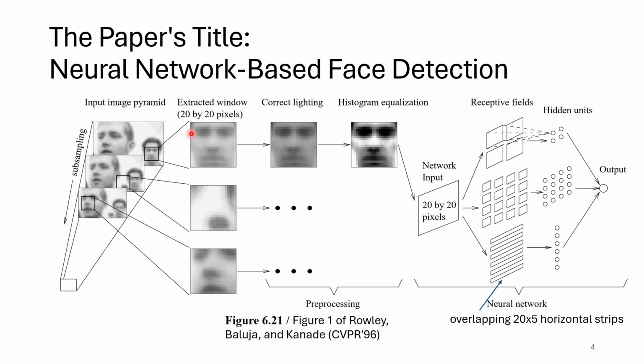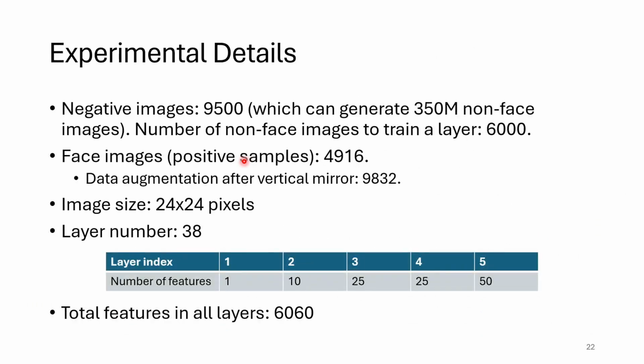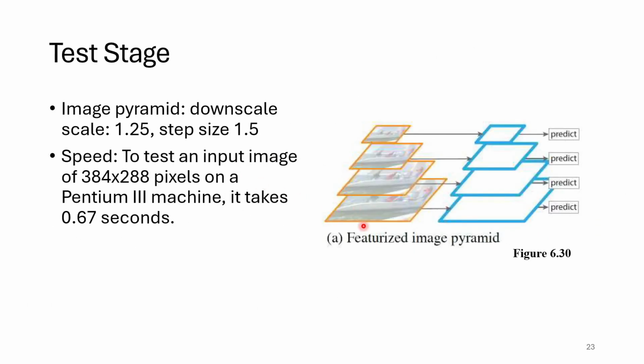For this paper, it's 20 by 20, and for the Viola and Jones paper, they are 24 by 24. It is a fixed size. If it's a fixed size classifier, they need to create, from the largest input image, a slightly smaller layer, and a slightly smaller layer, and finally it becomes an image pyramid. And from each pyramid, they will apply their method on each 24 by 24 patch. So that is the overall test stage.